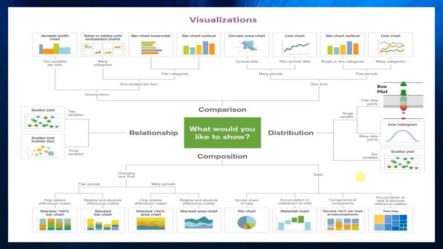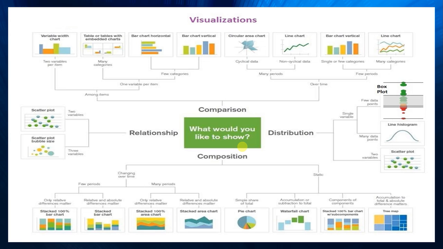This graph will show you the different types of charts. Basically, charts are of two types: one is comparison, another is composition. Let me explain a little bit in brief.